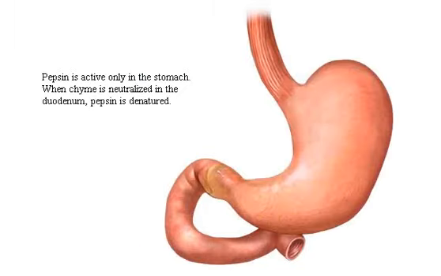Pepsin is active only in the stomach. When chyme is neutralized in the duodenum, pepsin is denatured.